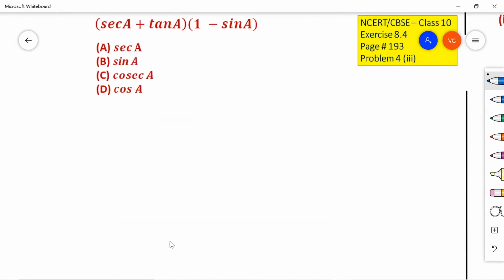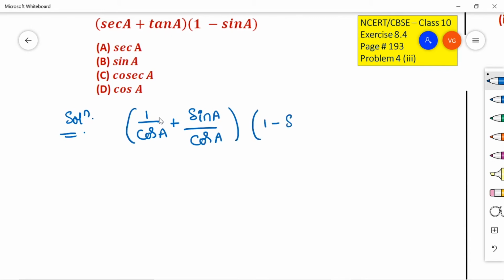This is the third subsection from problem number 4, exercise 8.4. Problem is like this. Secant A plus tan A multiplied by 1 minus sin A is how much? Options given are secant A, sin A, cosecant A and cos A. So let us solve the problem and get the solution for this. Secant A can be written as 1 by cos A plus tan A can be written as sin A by cos A, this whole thing is multiplied by 1 minus sin A here. So I am trying to convert everything into sin and cos.